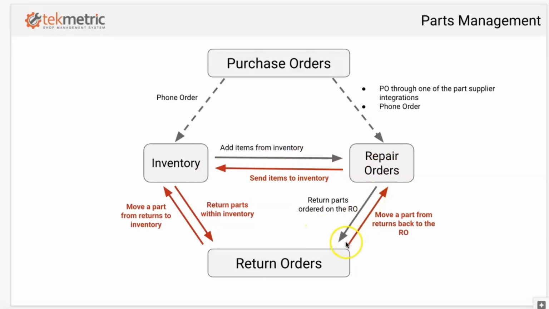And if you accidentally return something and need to actually return it back to the repair order, you now have the option to move a part from returns back to the RO. And lastly, the whole new feature is between inventory and return orders. You now have the ability to return an inventory item or send any return ordered parts back into inventory.